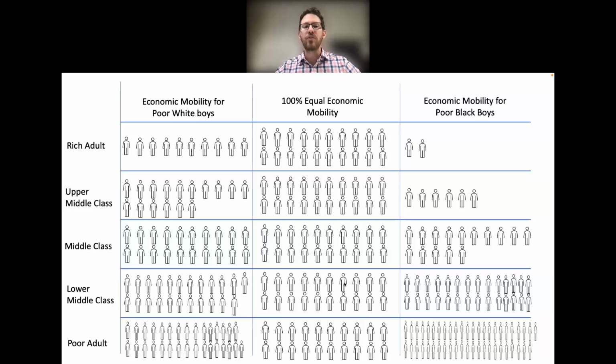Again, if we had perfect economic mobility, perfect equal opportunity, what we would see is something in the middle. But because we have a system that is stratified on race, class, gender, and other norms and categories, we do not see this. Okay, that's the end of the lecture for week 8.